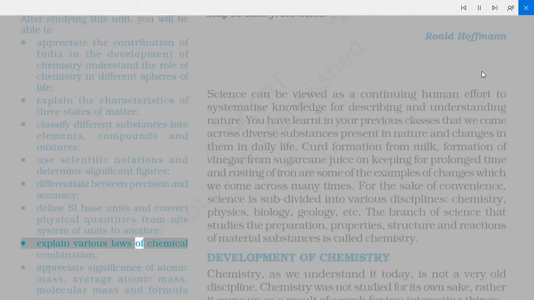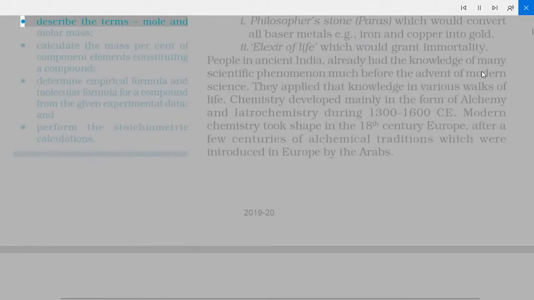explain various laws of chemical combination, appreciate significance of atomic mass, average atomic mass, molecular mass and formula mass, describe the terms mole and molar mass, calculate the mass percent of component elements constituting a compound, determine empirical formula and molecular formula for a compound from the given experimental data, and perform the stoichiometric calculations.